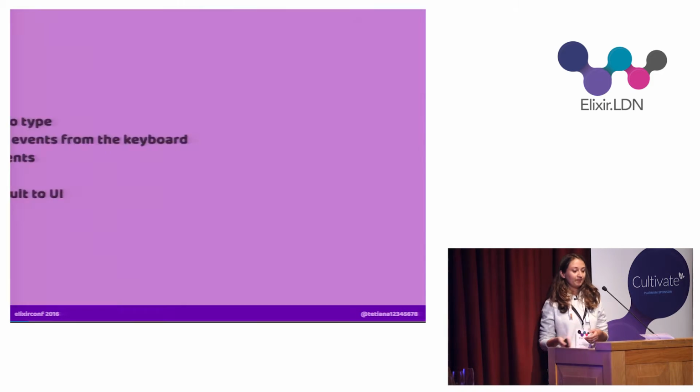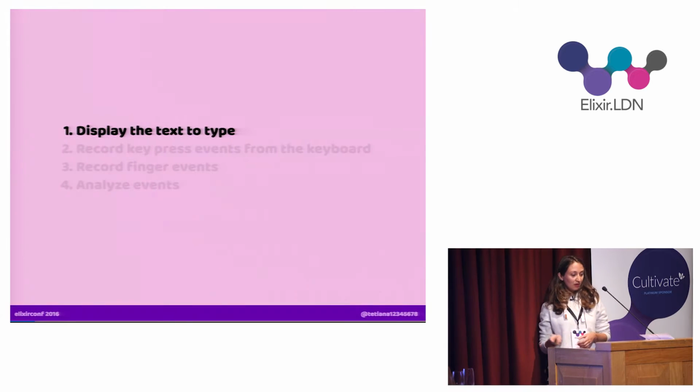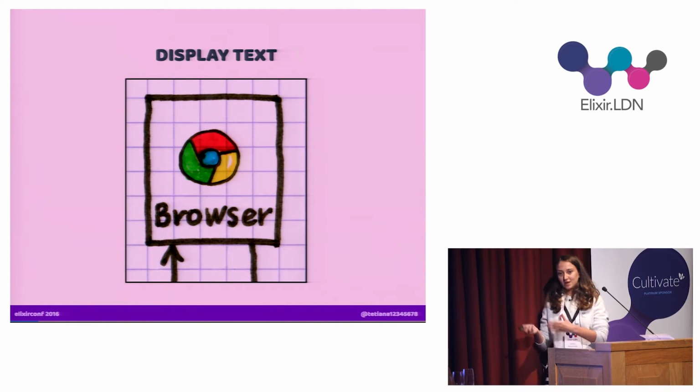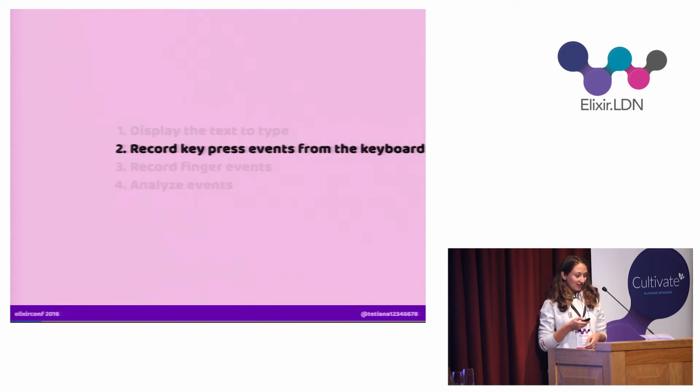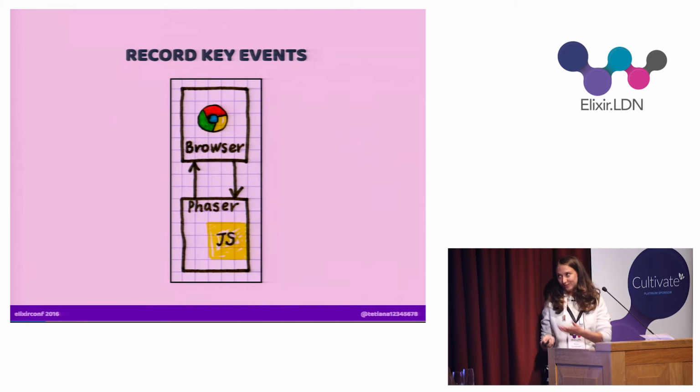Okay, let's build it. Let's talk about architecture and what the parts of this system could be and what we are going to use to build it. To display the text, I'm going to use the browser because I know how to do that. To record key press events from a keyboard, that's easy, JavaScript.